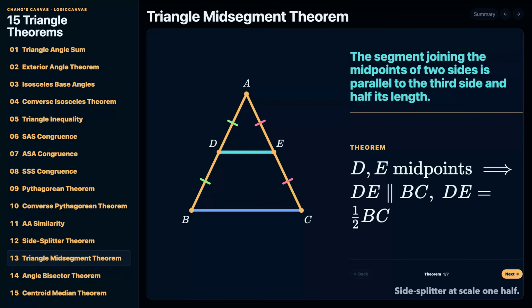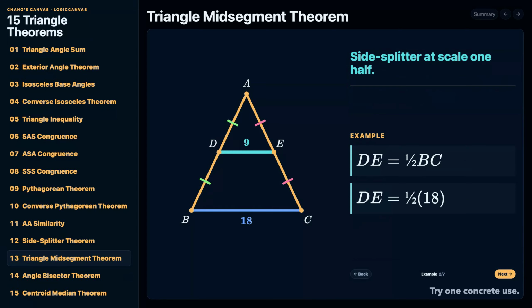Theorem 13 is the triangle midsegment theorem. Join midpoint D on side AB to midpoint E on side AC. Segment DE is parallel to side BC and exactly half as long. If side BC has length 18, the parallel midsegment DE has half that length, so DE equals 9.